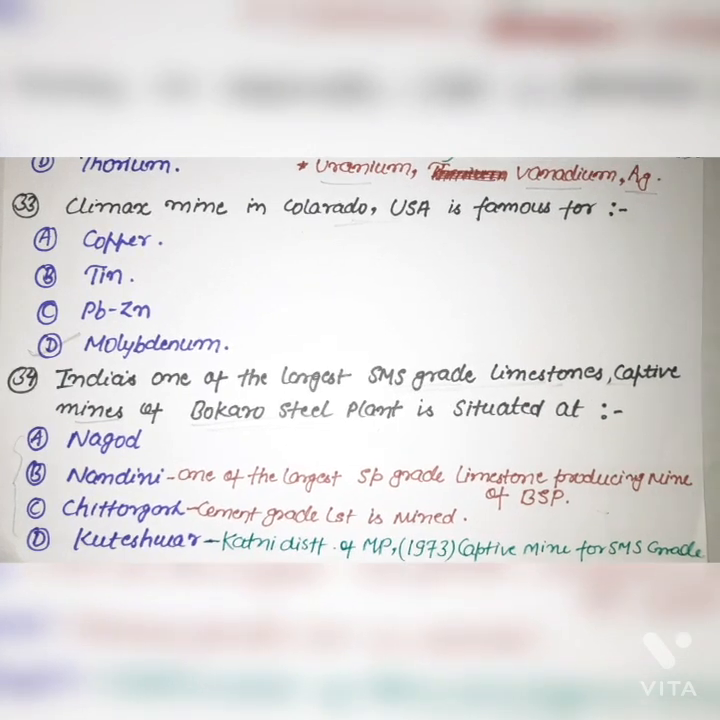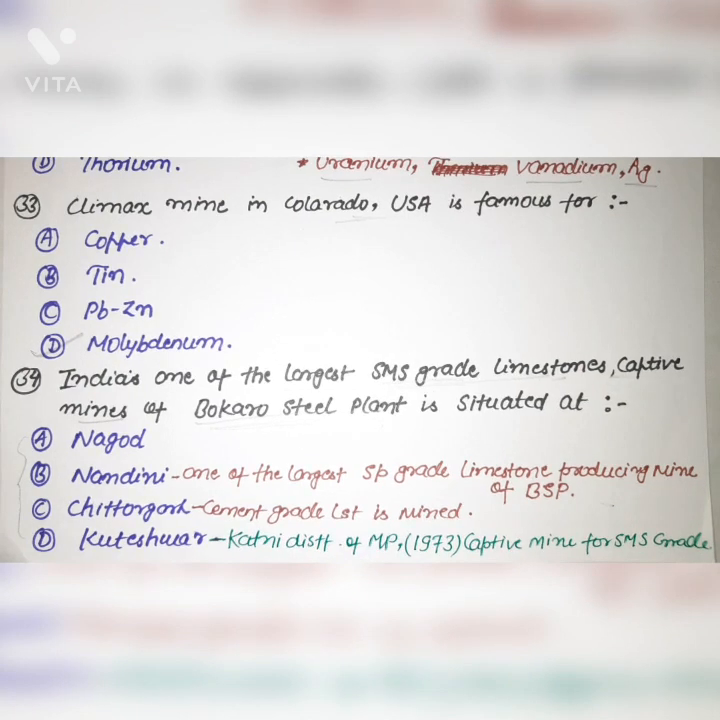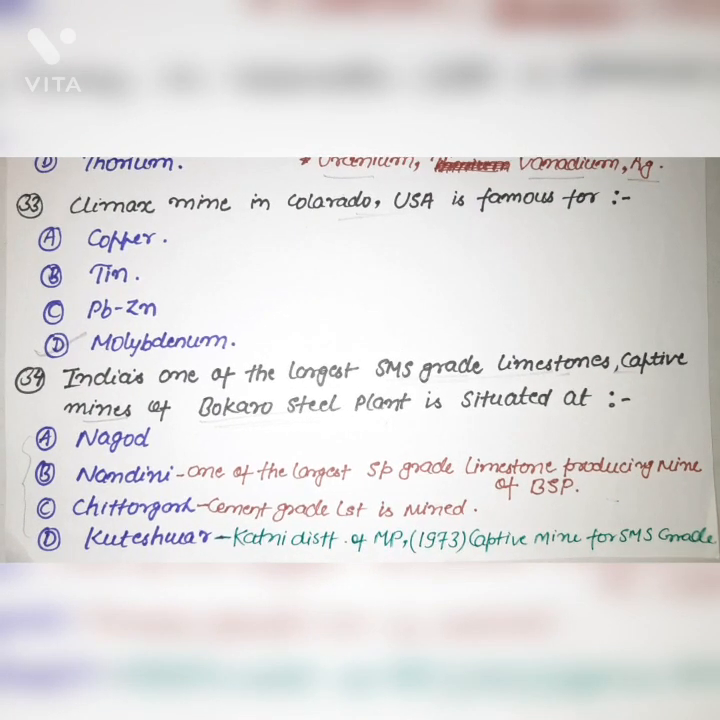Now next one is SMS grade limestone. There are different grades of limestone: SMS grade limestone, cement grade limestone, and SP grade limestone, that is sintering plant grade limestone. Among them there is SMS grade limestone. That means the limestone that is of high purity, containing a very low amount of silica, which is calcined to make lime for use in steel melting shops.